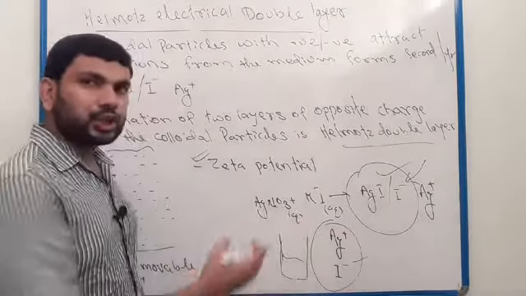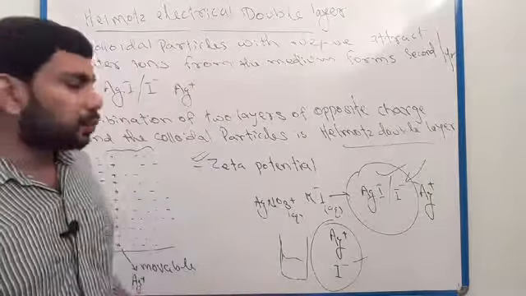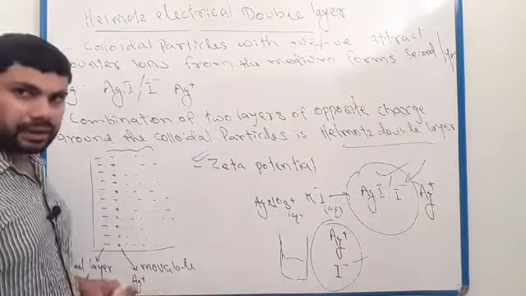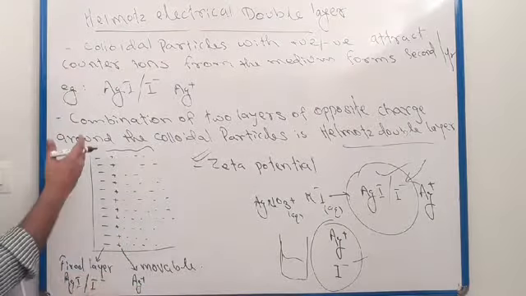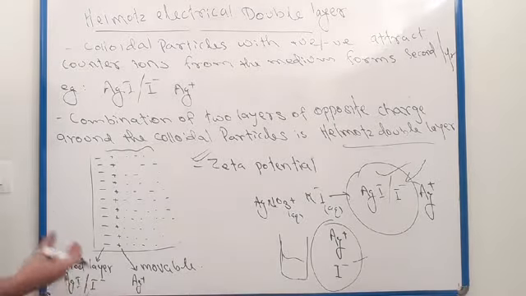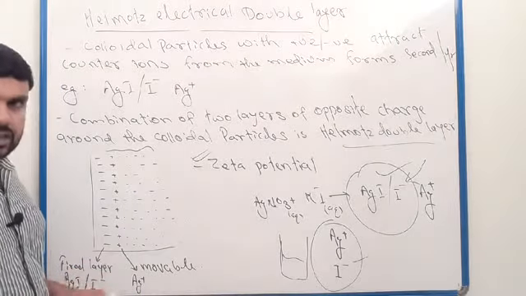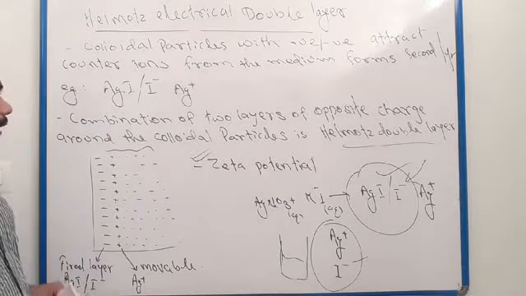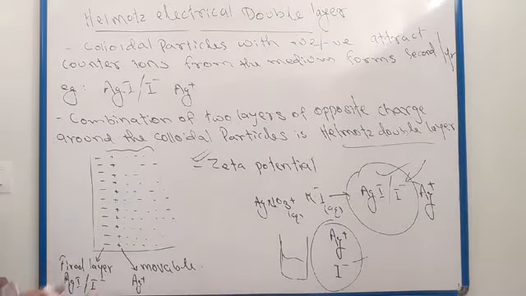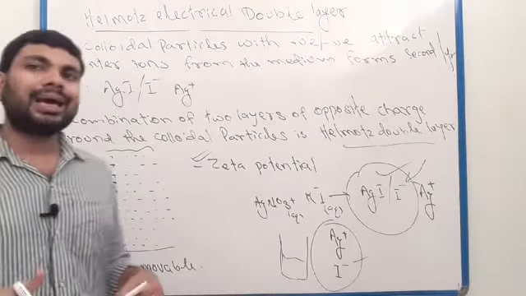Here we discussed colloidal particles getting charged. These charged colloidal particles will attract their counter ions. That's why in the container there will be two different layers, fixed layer and diffused layer. Fixed layer means the charge of colloidal particles, and the diffused or movable layer is formed by attraction of counter ions. After that we discussed zeta potential. Zeta potential means the potential difference between two oppositely charged layers. These two layers, the combination of two layers of opposite charge around the colloidal particles, are called Helmholtz double layer.